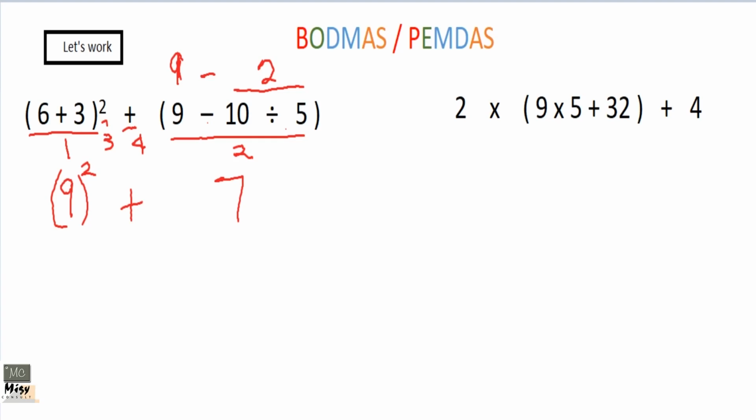What do you say? 9 minus 2, you bring 7. Now we will go first with division. 10 divided by 5, no, sorry, 10 divided by 5, and now my 2 way. So, that way.